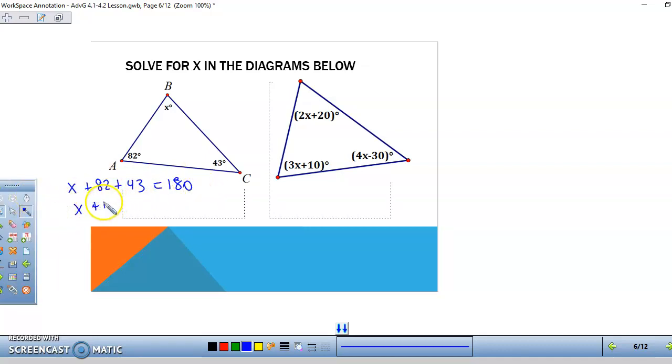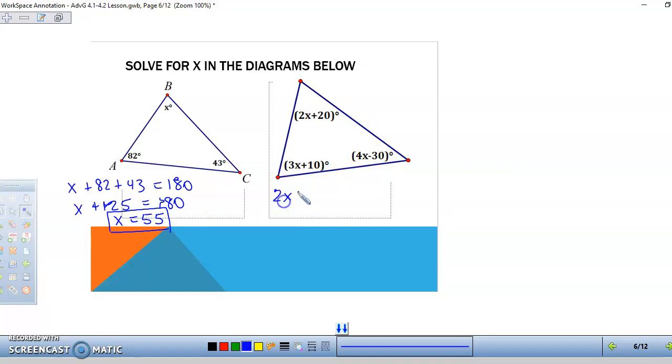You can combine these. That's going to be 125 is equal to 180. Subtract the 125 and you get 55. So the measure of angle B would be 55 degrees. Easy enough.